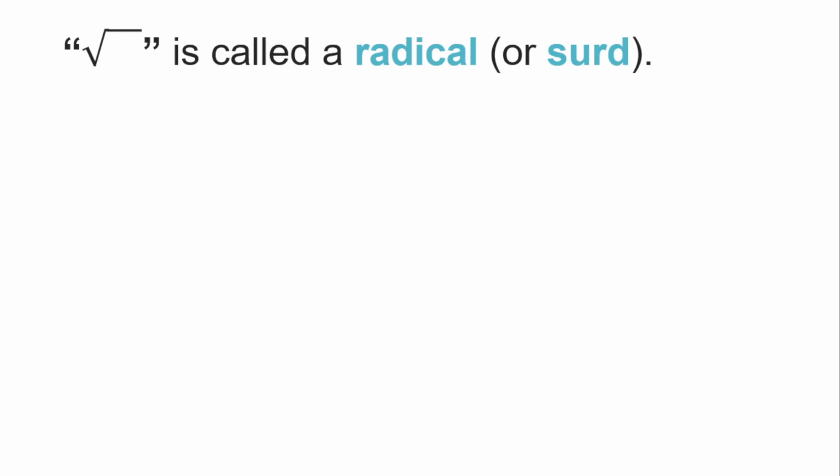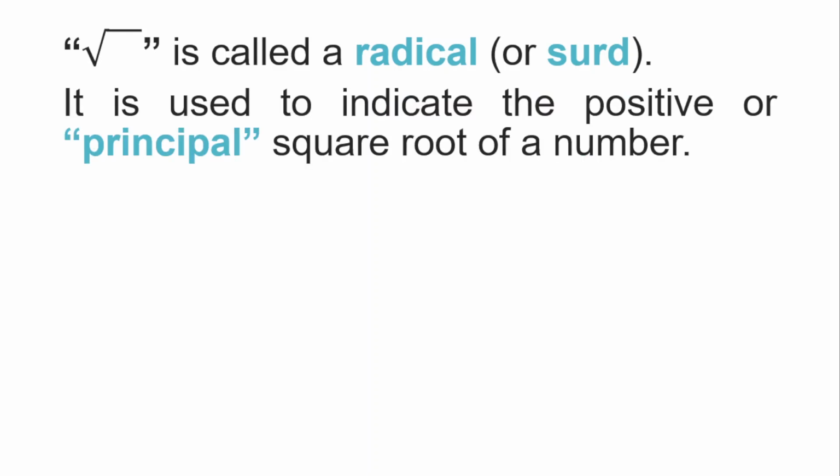Okay, so now let's talk about radicals. If you see this symbol, that is what we call a radical, or sometimes it is called a surd, but that's a very uncommon word. So we will call it a radical. This is used to indicate the principal, or positive, square root of a number.